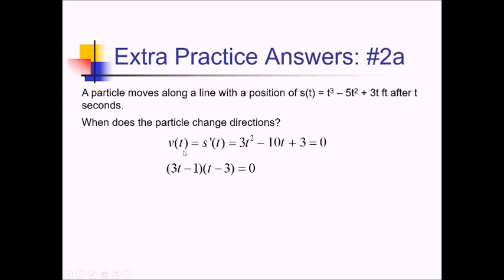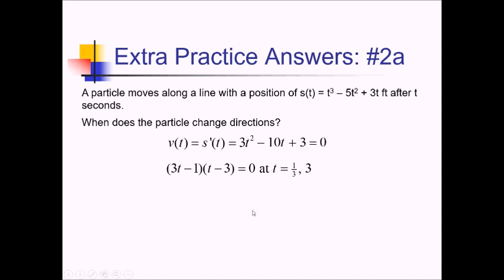If you just want to check, though, 3t times negative 3, that's negative 9t. Negative 1 times t is negative 1t. Negative 9t plus negative 1t gives us this negative 10t in the middle. Now that we've settled that, we see that this equation is true if t equals 1 over 3 or positive 3. But we don't know that the particle actually changes directions. These are just possible direction changes, critical values.